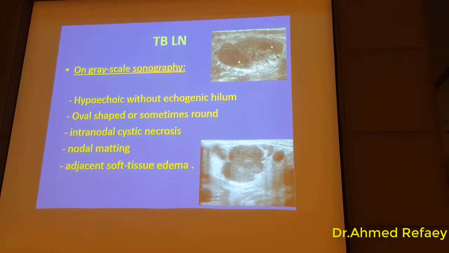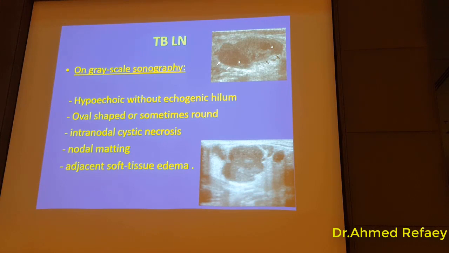The most important feature for the tuberculous lymph node is the associated features like intranodal cystic necrosis. Intranodal cystic necrosis, these are hypoechoic areas scattered through the substance of the lymph node itself. This is one of the features, not a pathognomonic feature, because we can also find it in the malignant lymph node. So intranodal cystic degeneration or necrosis is one of the features of the tuberculous lymph node.